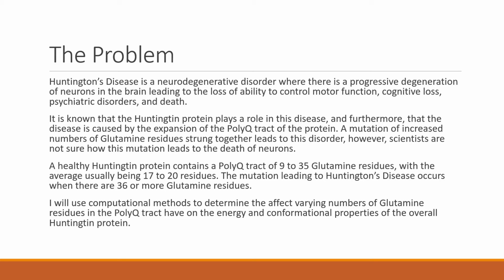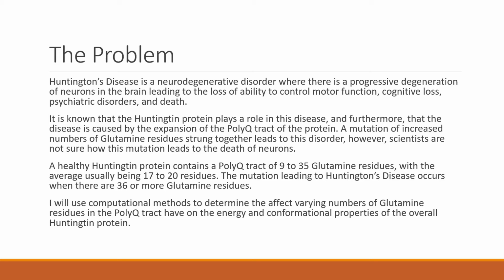However, scientists are not exactly sure how this mutation leads to the death of neurons. It is suspected that the Huntingtin protein is crucial to repairing damaged neurons, and in the mutated state, it can no longer fulfill this function, leading to the death of neurons. But there are also other ideas, and we'll get a little bit more into that here in just a little bit.